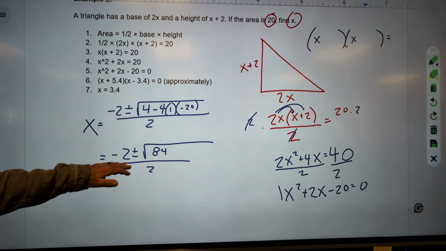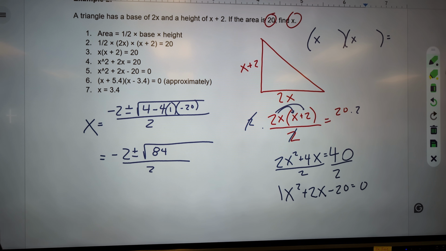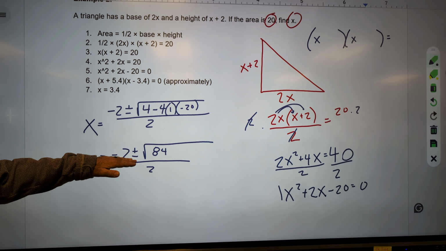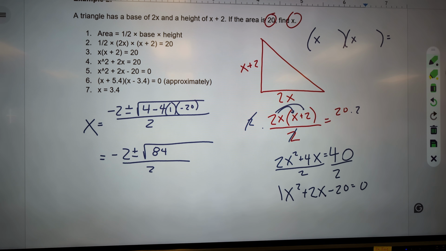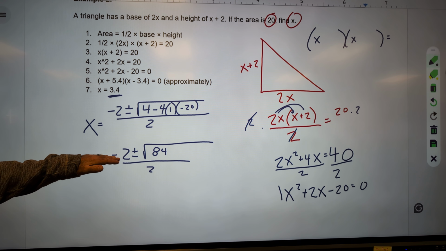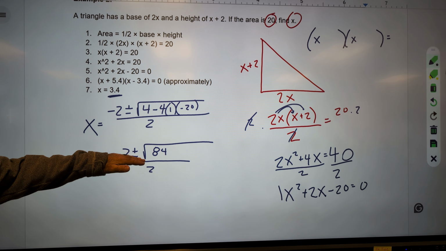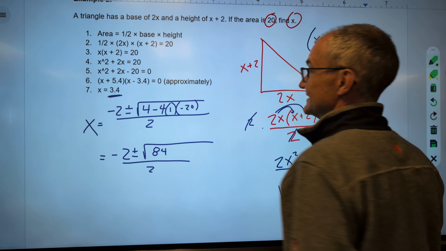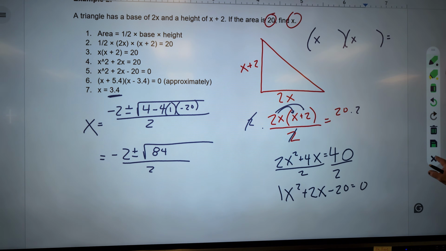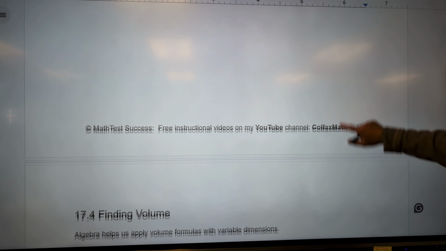84 is going to be, what is that? 9 is 81, a little bit more than 9. So you're going to have negative 2 plus a little bit more than 9, like 7, divided by 2. That's going to give you 3.4. Negative minus a negative is going to give you a negative. You don't have to do that one. You just discard that answer. A lot of information here. These are hard problems.